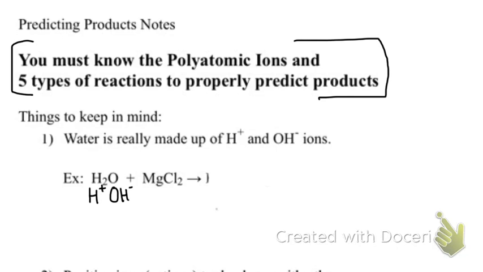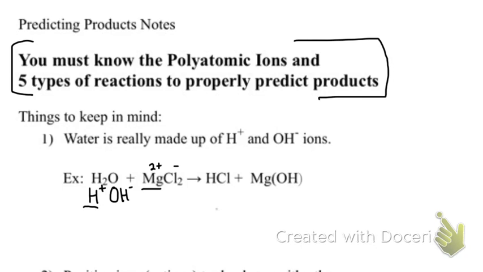Okay, now when I look at this, I have a positive ion and a negative ion, and a positive ion and a negative ion, Mg 2 plus and Cl minus. That makes me think it is prime for a double displacement reaction, because our positive ions are just going to trade places. So this H is going to kick the Mg out, positives kick positives out, and it's going to bond to the Cl, and we're going to have HCl, and then what's left over is the Mg that got kicked out and the OH that got left behind, so MgOH.